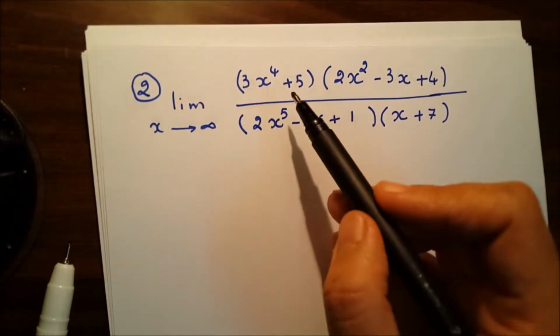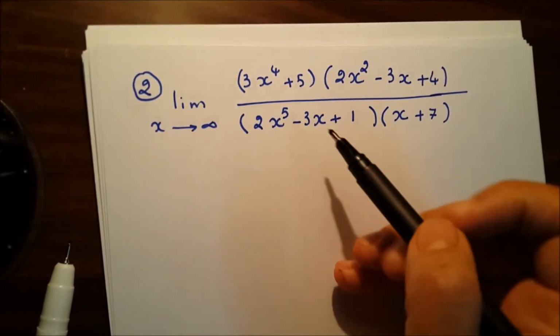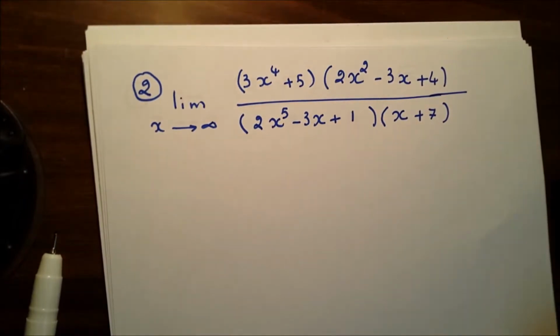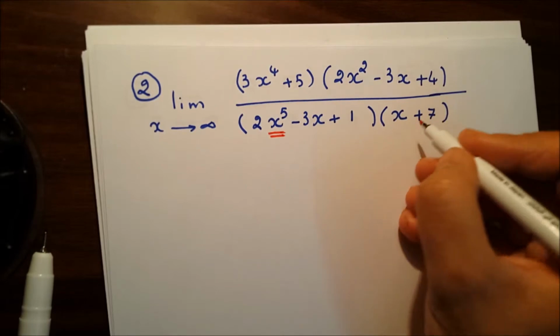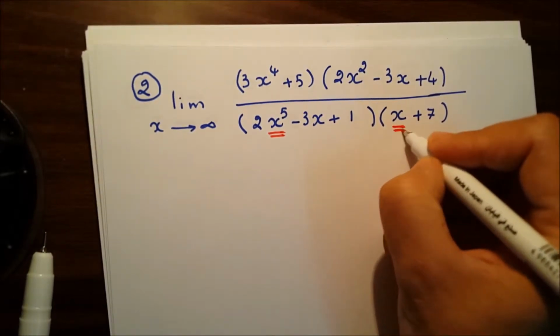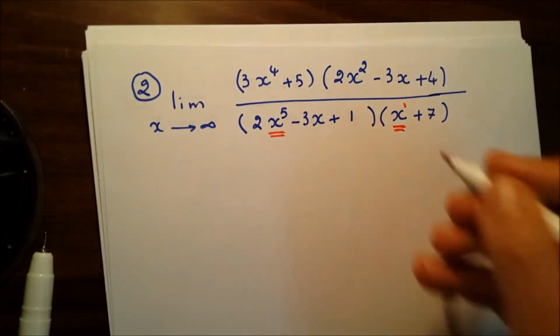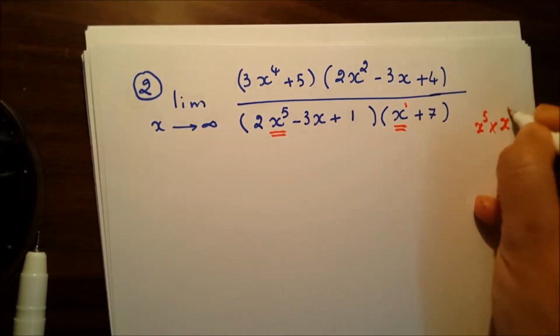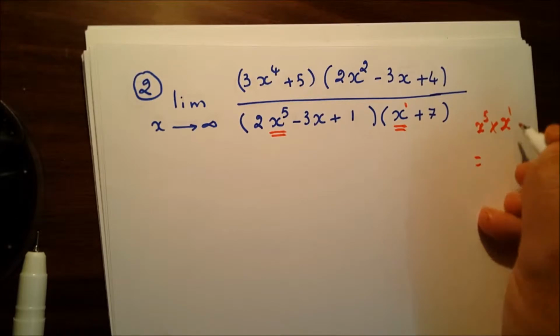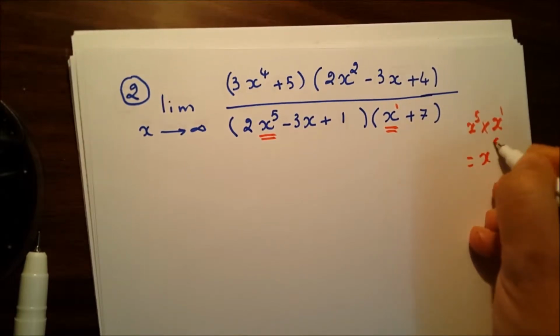Up we have two factors, and down also two factors. The highest power of x in the denominator is x to the power 5, and for the second factor we have only x, or x to the power 1. So x to the power 5 times x to the power 1 to be x to the power 5 plus 1, to be 6, so x to the power 6.